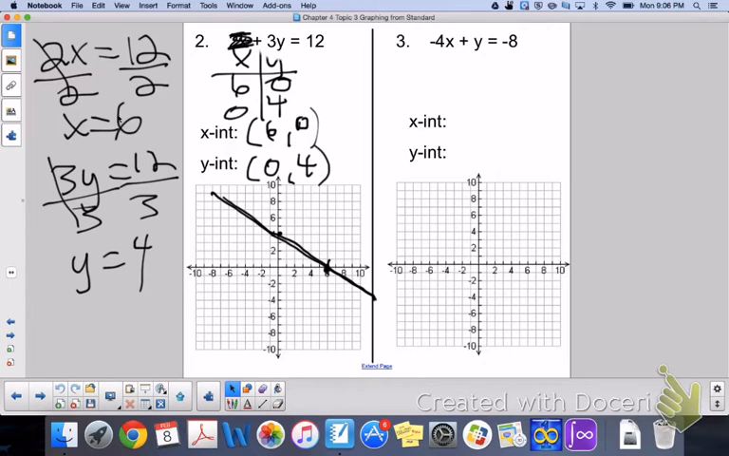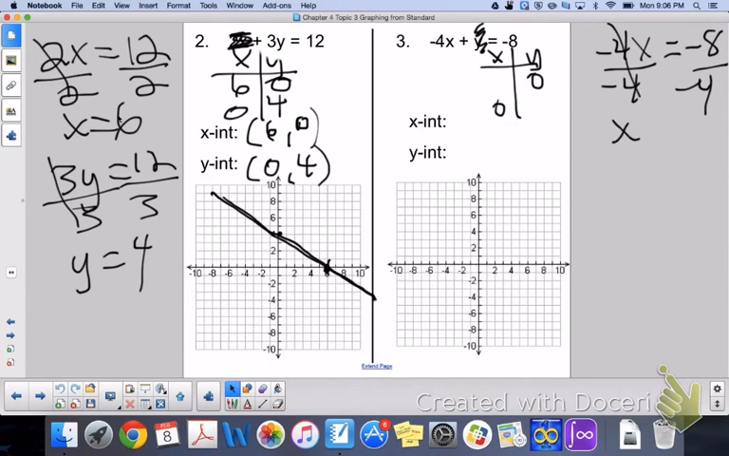All right, next up, negative 4x plus y equals negative 8. So we have 0 and 0. When y equals 0, this is gone. We are left with negative 4x equals negative 8. Solve for x, divide by negative 4. We get x equals 2. So that's our x-intercept, the point 2, 0.